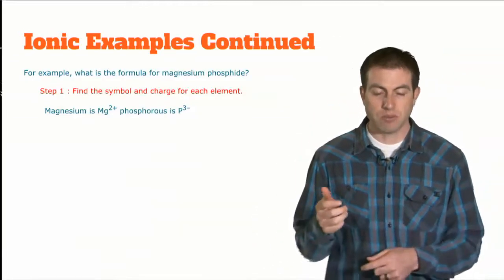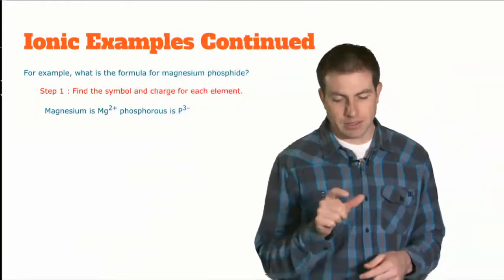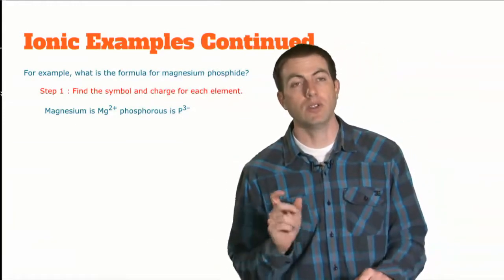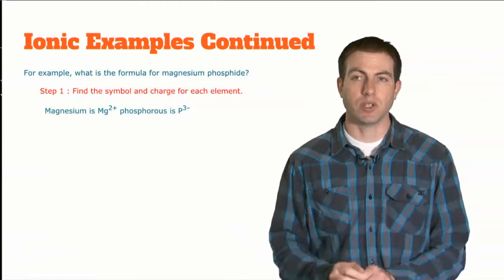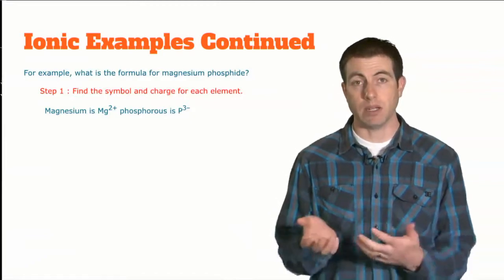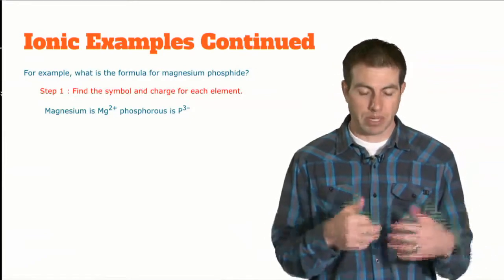If I asked you to form an ionic compound between magnesium and phosphide, what you need to do is find these two elements on your periodic table. So magnesium's a metal, so we need to find it on the metal side.